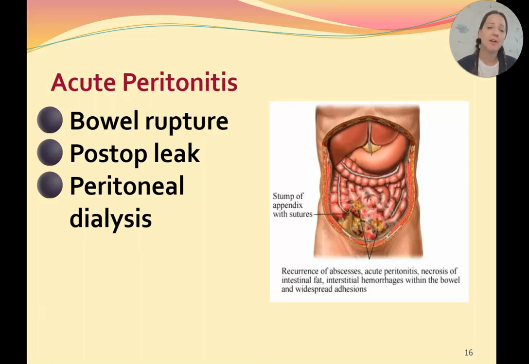Okay, so moving on now from bowel obstruction to acute peritonitis. This is usually where the abdominal area is inflamed. Remember, itis, inflamed. Bowel rupture can cause this. So now you've got poop leaking out into the space of the abdomen. A post-op leak from a surgery could also cause this. And then, of course, peritoneal dialysis.